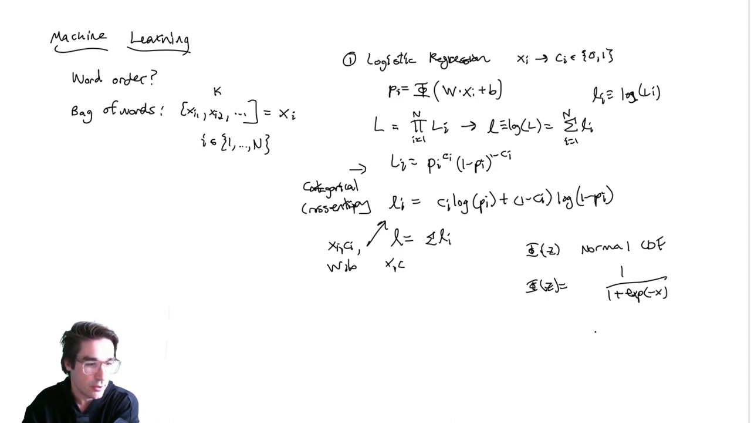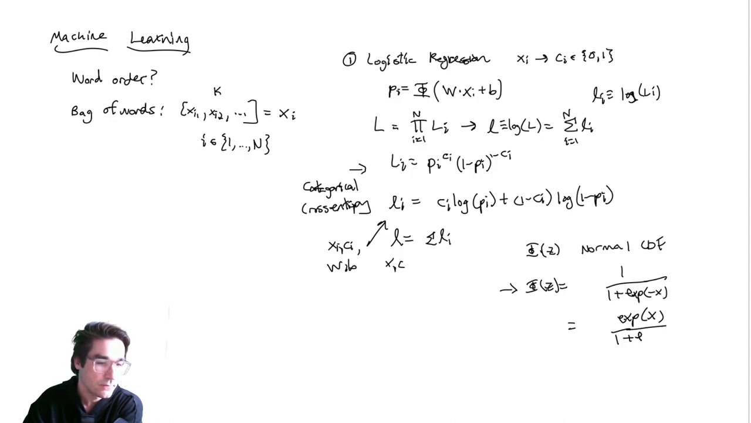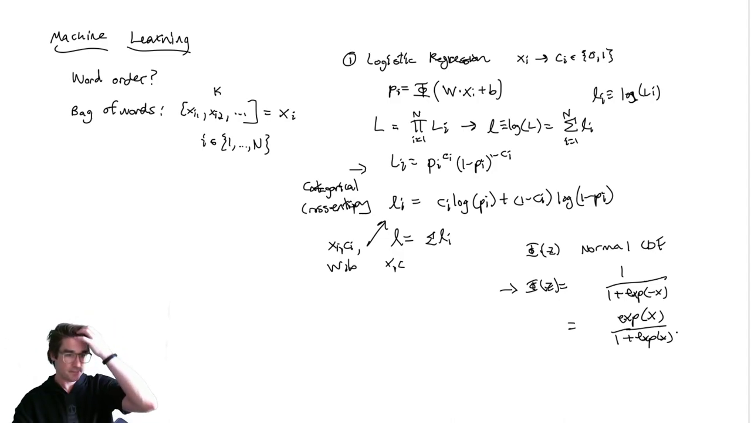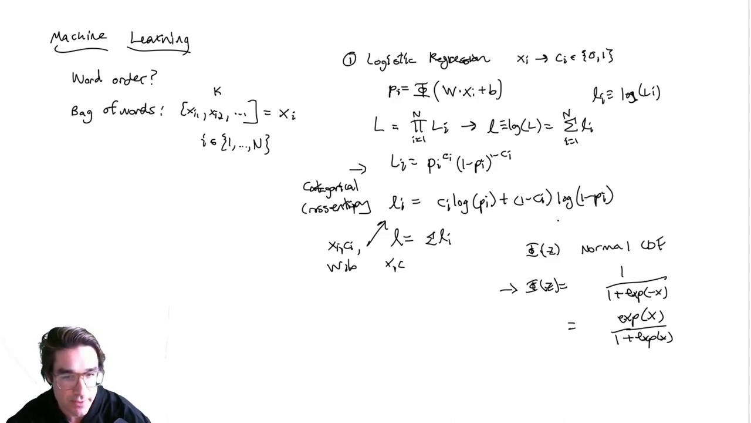That's the logistic curve, and then the probit is like, I forget it, but this is logistic. This is what people usually use. And this is equal to e to the x over 1 plus e to the x also, just multiply through. That might simplify this calculation a little bit, but I don't think it's super important.